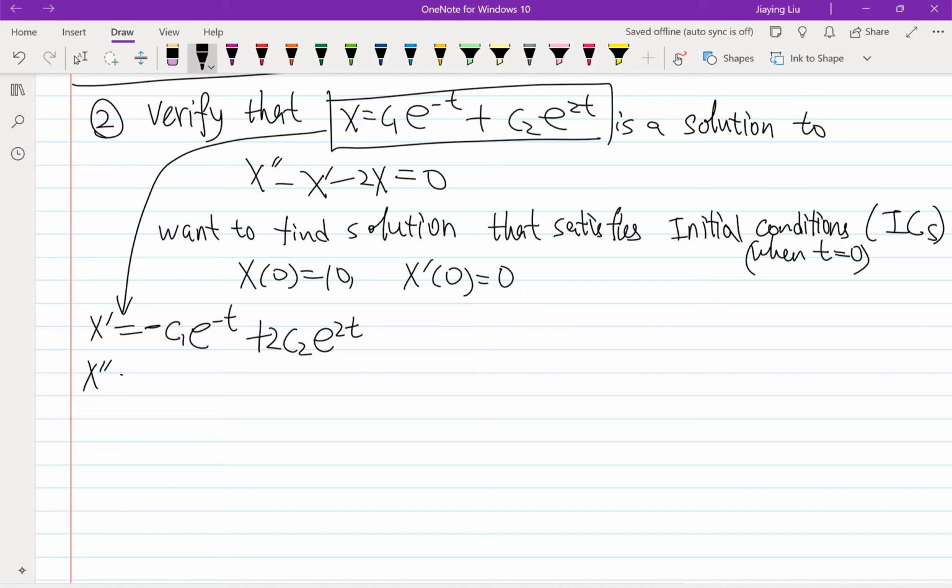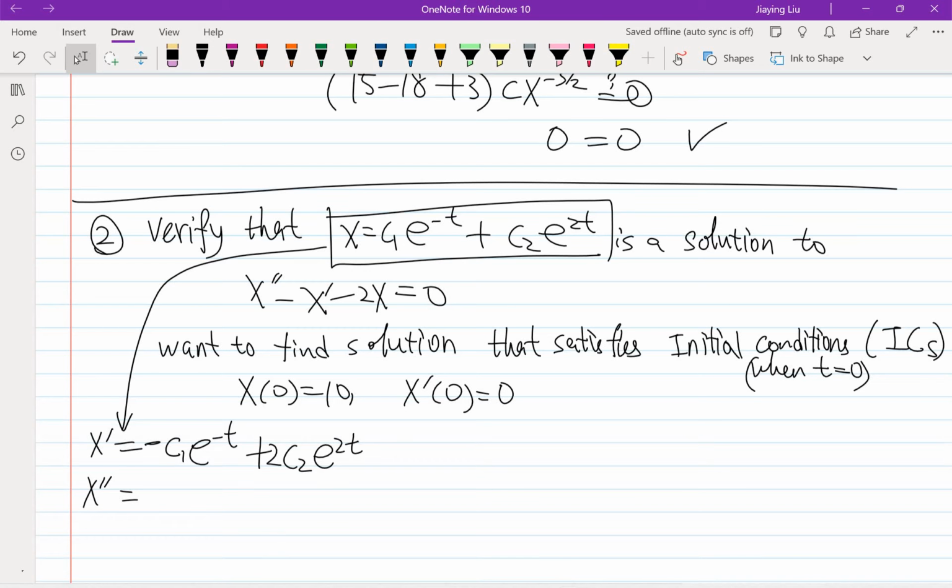The second derivative, again, we just take the derivative of this existing one. So this part stays, and then you're going to have a negative from here coming to the front. Here you have 2c2, but then you're going to have another 2 coming from the exponent. So I'm going to do it quick here. So that just becomes positive c1 e to the negative t plus 4c2 e to the 2t. Is that okay? It's just like a negative times negative is positive c1.